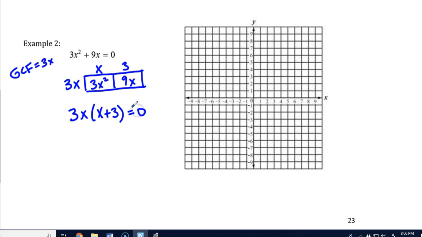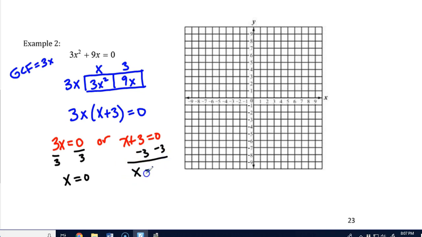equals 0. Okay. So to solve this by factoring, we're going to set each factor equal to 0. Remember our zero product property? So we've got 3x equals 0, or x plus 3 equals 0. Go ahead and solve each one of those for x, please. Well, when I divide both sides by 3, I just get x equals 0. If I subtract 3 from both sides, x is negative 3.